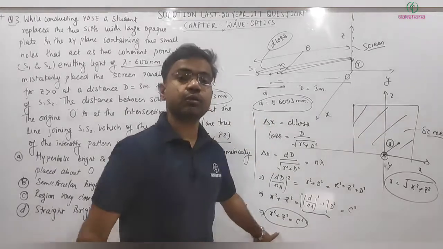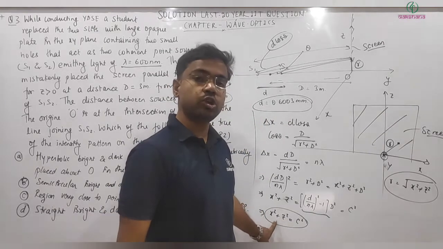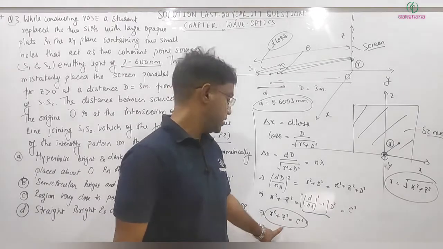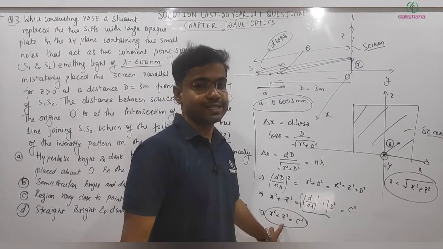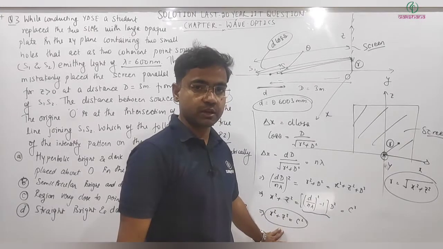So what I am getting is x square plus z square equal to c square. This is the equation of a circle centered at 0, 0, and the circle is lying in the plane of xz. You must be familiar with this. You will understand this from this equation.